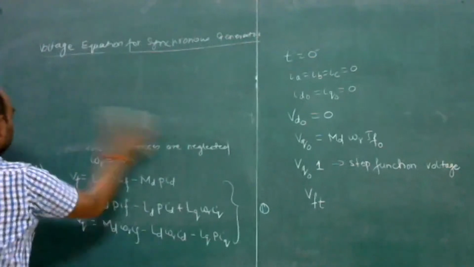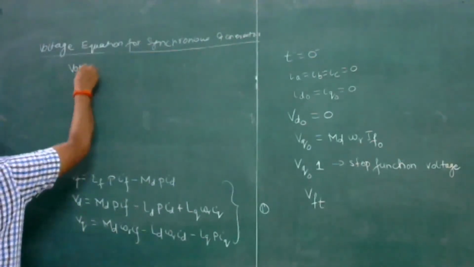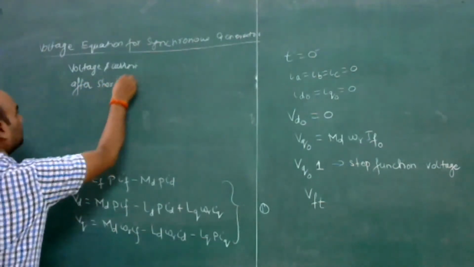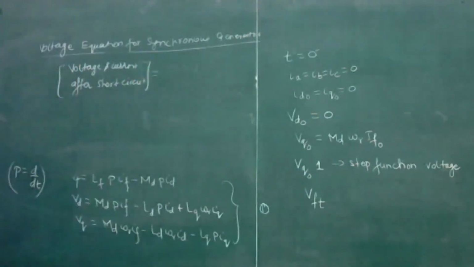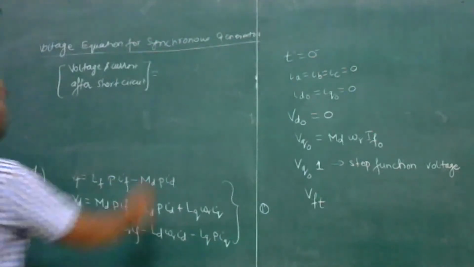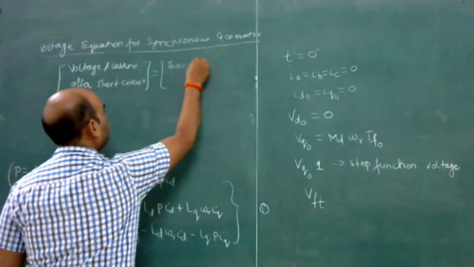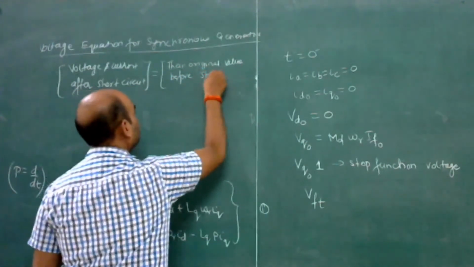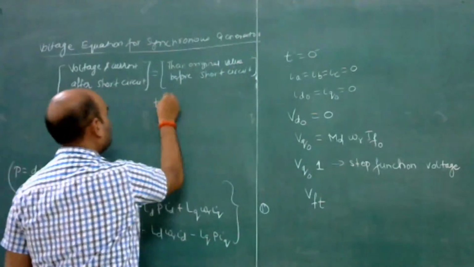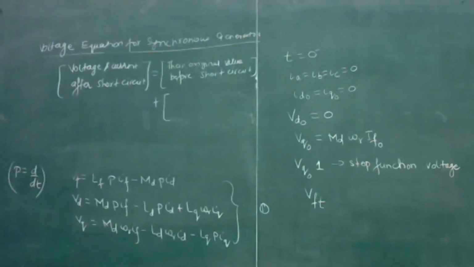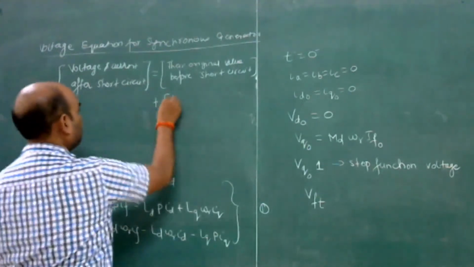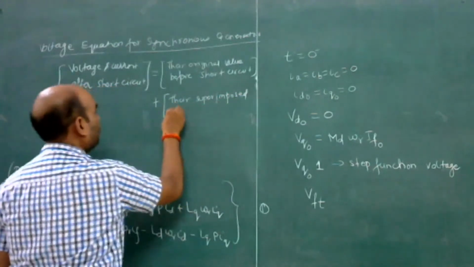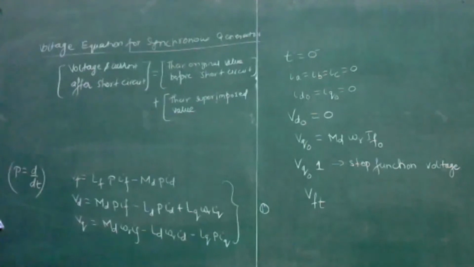What we do: the voltage and current after short circuit is equal to their original values before short circuit, plus their superimposed values resulting from short circuit, where superimposed values result from short circuit.